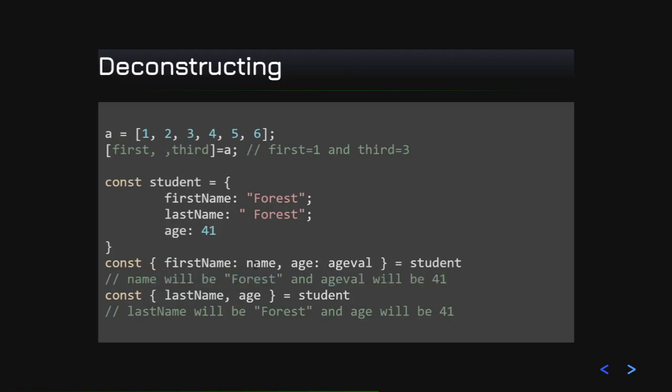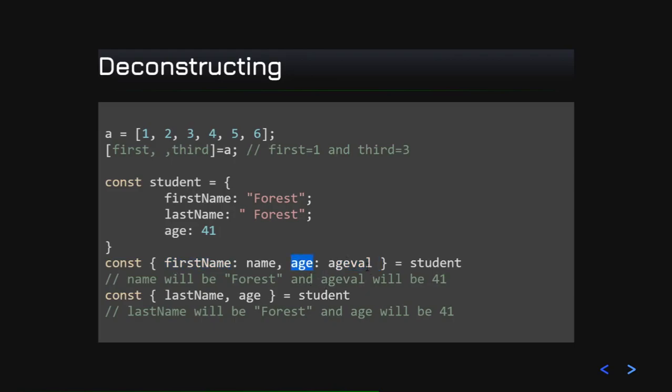We can still do it. So here I've changed the name of the variable that will get the value of a specific property from the object. In this case, name gets the value of the first name property of the object, and age_val gets the value of the age property of the object.